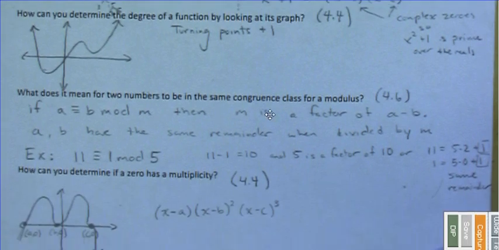Okay, so how can you determine the degree of a polynomial by looking at its graph? Essentially, you just count how many turning points it has and add 1 to it. So in this case, this polynomial has a turning point here, a turning point there, and another turning point there. So there's 3 turning points, add 1, and I get a degree of 4 for that polynomial.